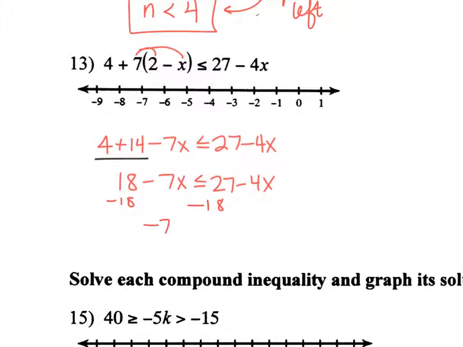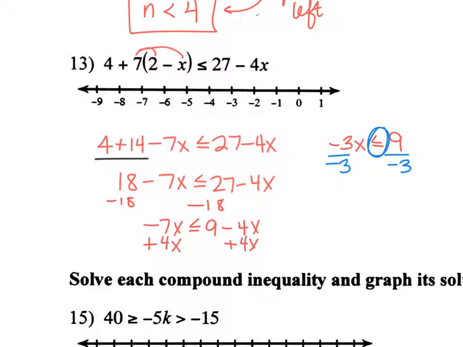So it's going to give me negative 7x less than or equal to 9 minus 4x. Then I'm going to add 4. Now, I wouldn't normally do this, but since it's an inequality, it's actually going to help me to keep it this way. And then I'm dividing by negative 3, and because I'm dividing by a negative, that symbol is going to turn around. So I'm going to have x is greater than or equal to negative 3.